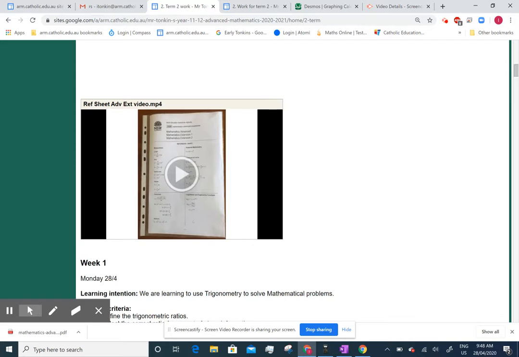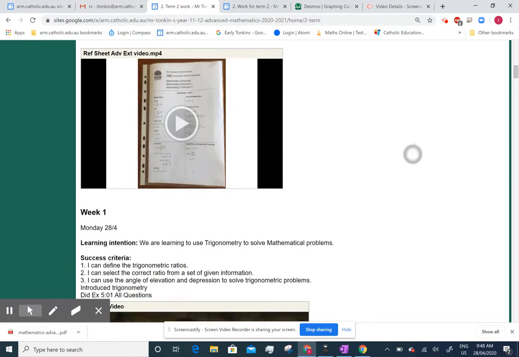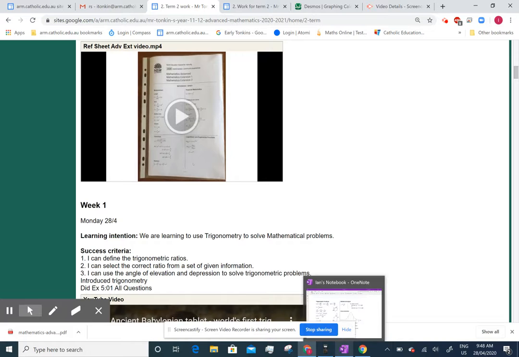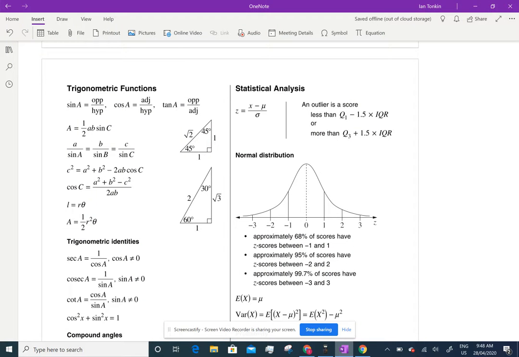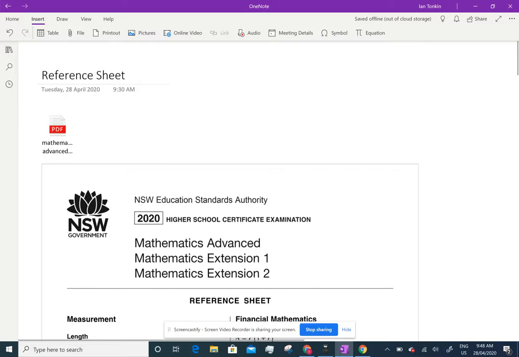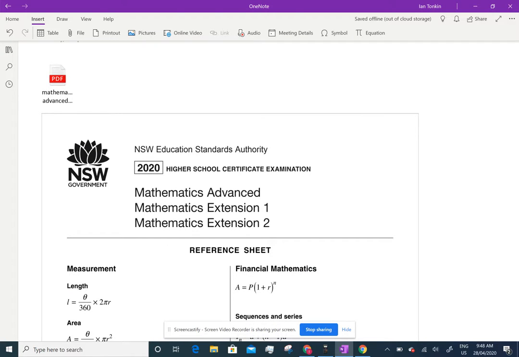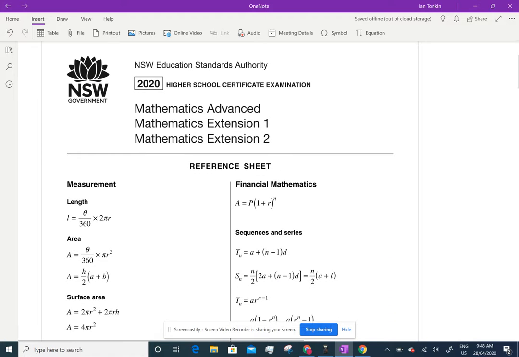The reason I'm starting with that is because I want to talk about the reference sheet in regard to what it provides us with trigonometry. So before we begin our work today, I'm going to have a look at that. So here is the reference sheet. And remember, you should download that from the Board of Studies. This is a 2020 reference sheet. It may change, and if they do, we'll make sure if there are any changes, we have a look at them.